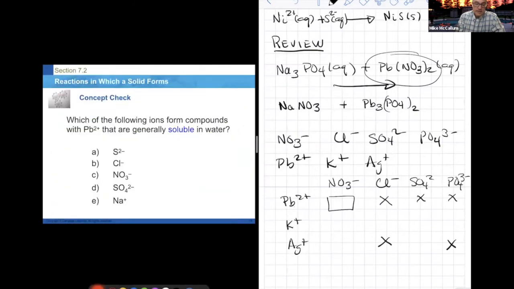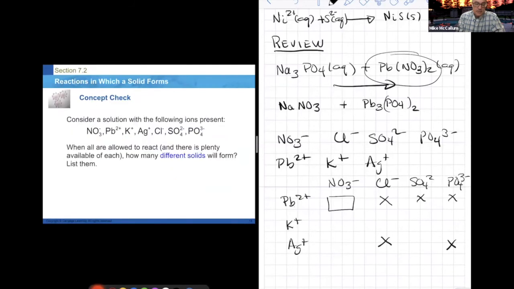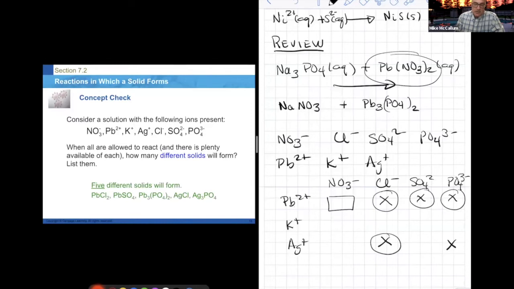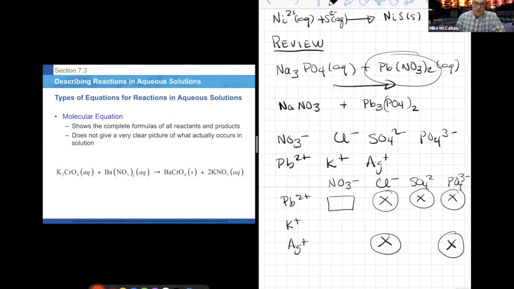So let me skip back ahead to where we were. This says 5 different solids. Let's see if we're right. Lead 2 chloride, lead 2 sulfate, lead 2 phosphate, silver chloride, silver phosphate. Good. Okay.